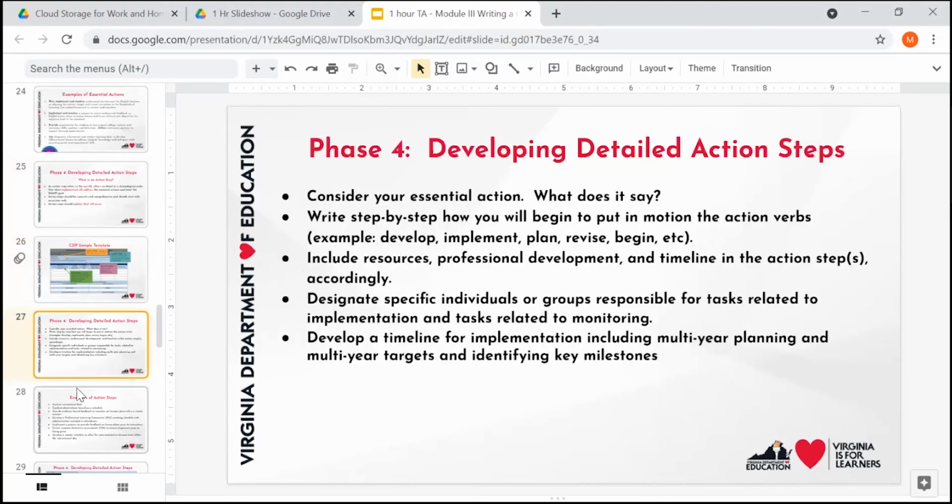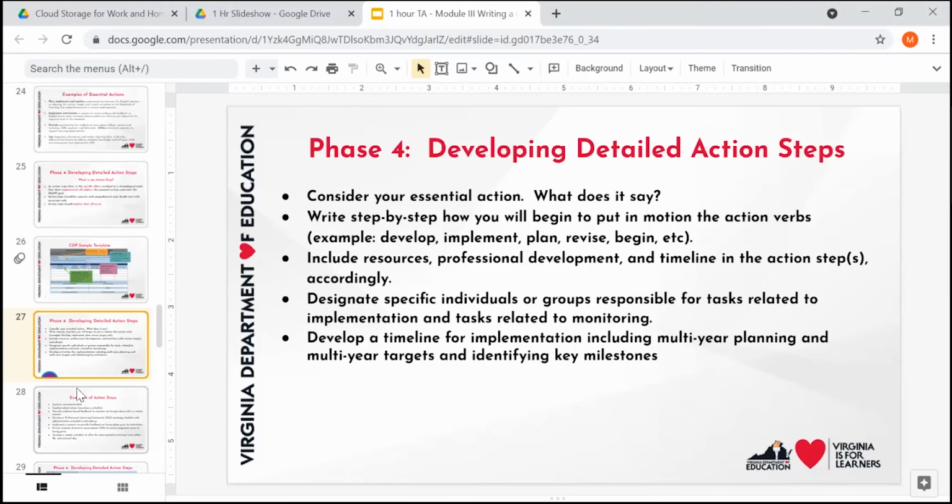All right, so then we're going to look at things to consider when you're writing your action steps, right? Of course, what does your essential action say? That's your strategy you're going to implement. What does that say? What are the components of that? And then your step-by-step plan to put into motion, right? You can have the best essential action in the world, but if we're not going to do those steps and start that motion of moving forward, we're not going to reach our intended outcomes.